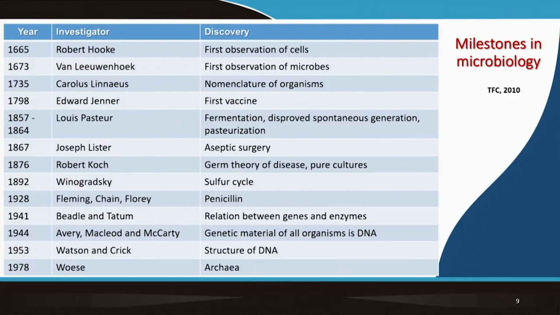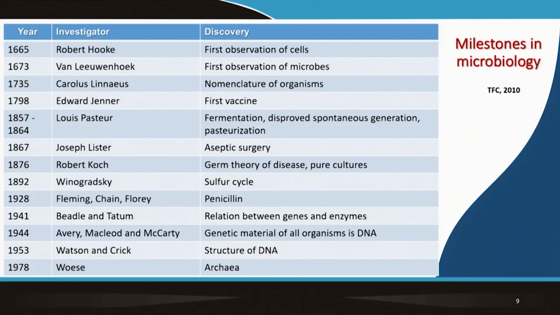Then we come to 1876, Robert Koch formulated the germ theory of disease, and he was able to show how cultures can be kept in pure form, how you can isolate species and maintain pure cultures. All these have extremely high relevance to what we do today, both in medicine, in environmental microbiology, and so many other fields. Then comes in 1892, when Vinogradsky was able to describe how sulfur is recycled in nature by microorganisms.